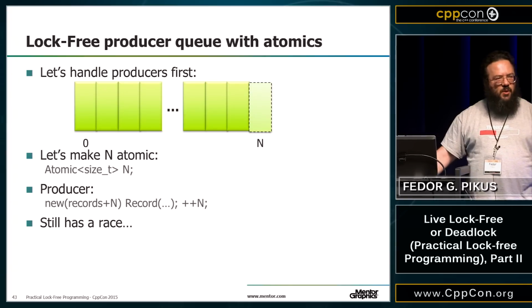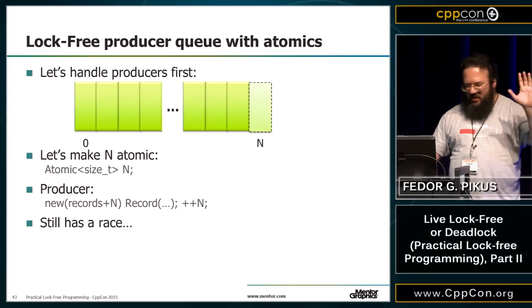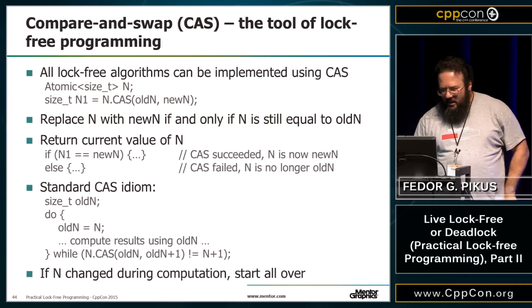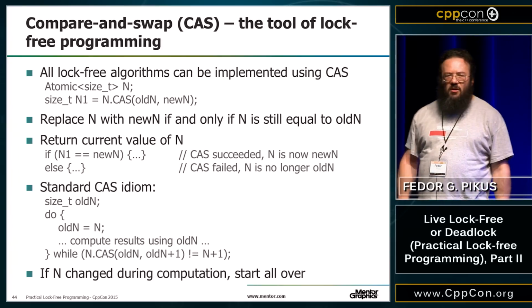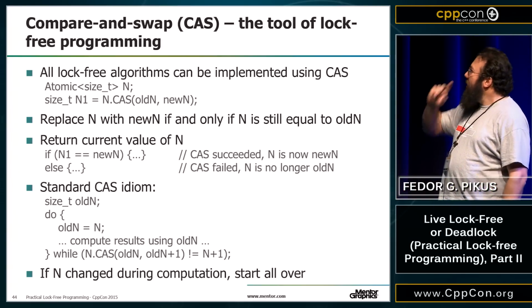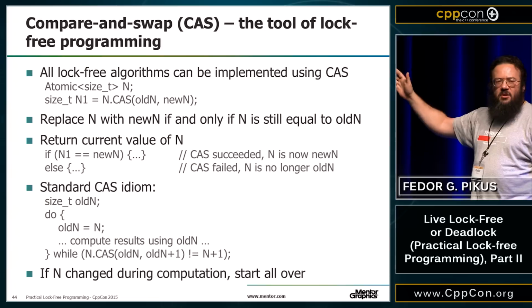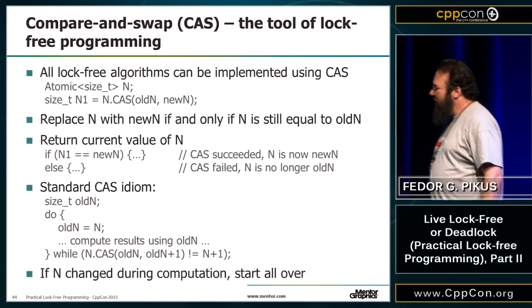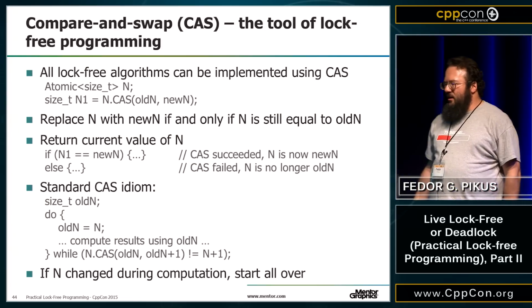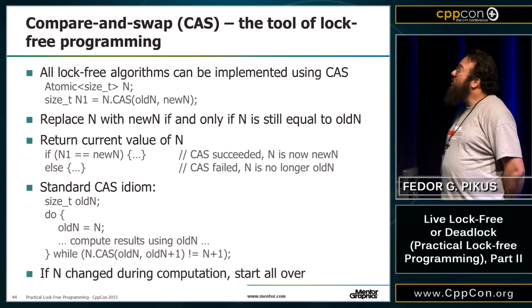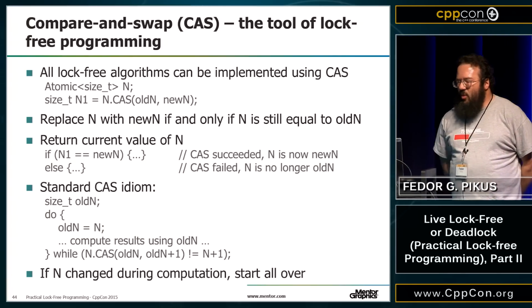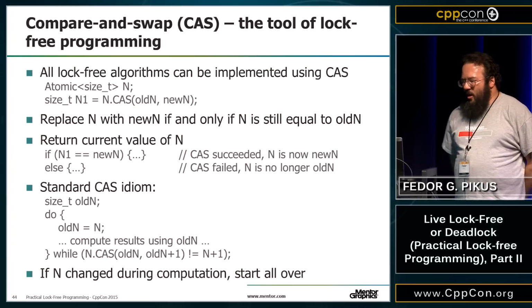Even on the producer side, we have a race. Several, in fact. Now, here is the tool, the workhorse of lock-free programming. Any talk on lock-free programming has to have this, and this really is the primary tool of lock-free programming. There is a proof that any algorithm can be done with this in a lock-free manner. Compare and swap. What's compare and swap?